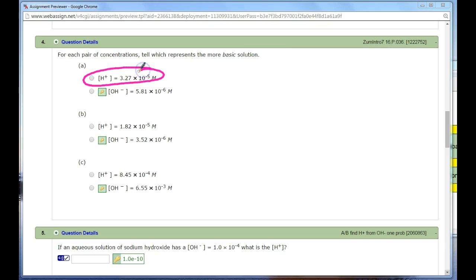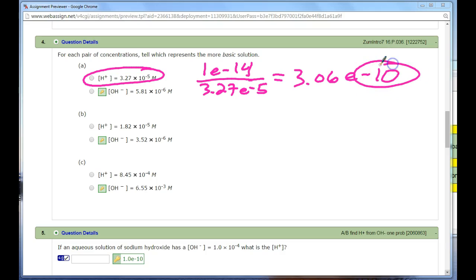So I would take this first number, and all we have to do is do 1e minus 14 and divide it by that number, 3.27e minus 5. Hopefully you get that plugged into your calculator, and you'll get 3.06e minus 10. So what we did is we converted it to OH minus. I'm totally skipping around. Just call me Jolly Skipper. So now we can compare the OHs and the OHs. I see a minus 6 and I see a minus 10. So this number is the bigger number, because minus 6 is actually a bigger number. It's fewer zeros in front.